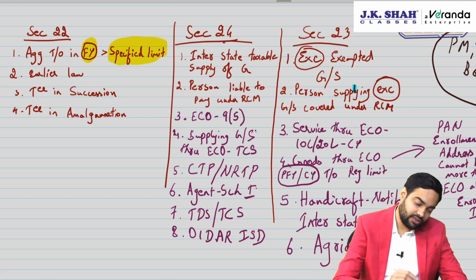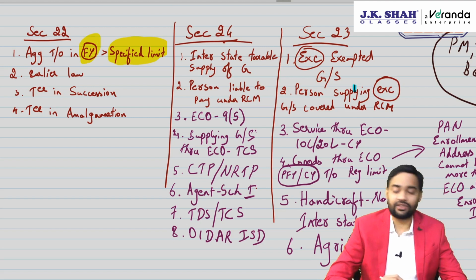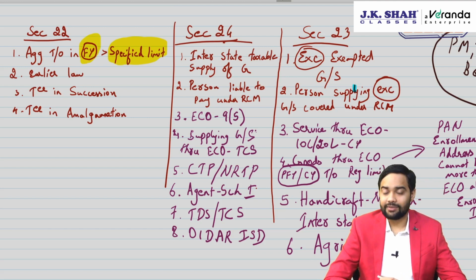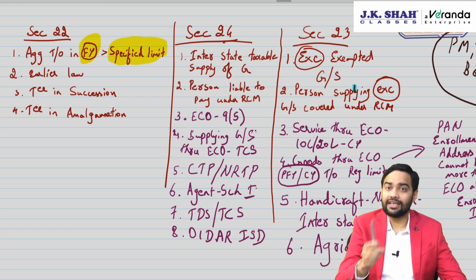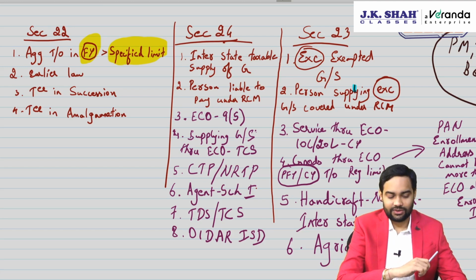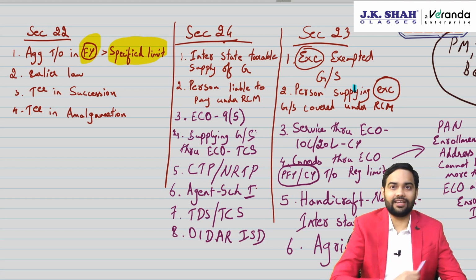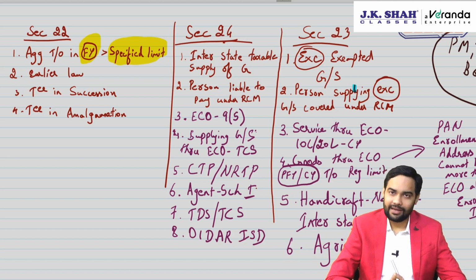Now, careful that the law talks about turnover in a financial year. It does not talk about preceding financial year, because when you are reading exemption chapter or composition chapter, PFI turnover is used, but here turnover of the financial year. So if you cross that turnover, then you are liable to register.